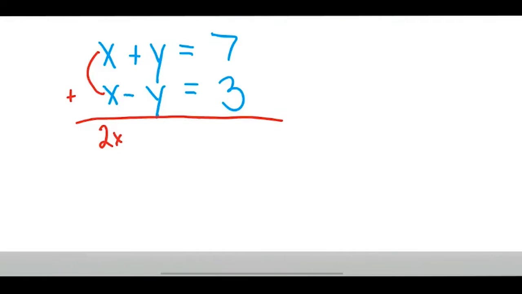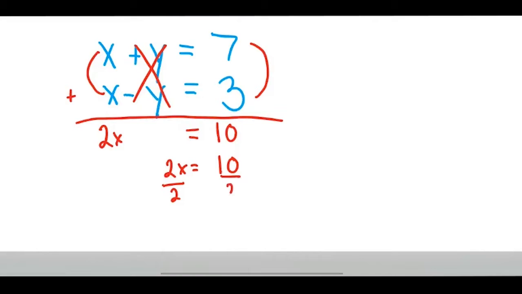So I'll cancel these. And then all I have to do is add my 7 and my 3, and that's 10. So now I have 2x equals 10. Well, this is 2 times x equals 10. The opposite of multiplication is division, so I'm going to put a divided by 2 and a divided by 2 on either side. And these 2's cancel, so I have x equals 5.